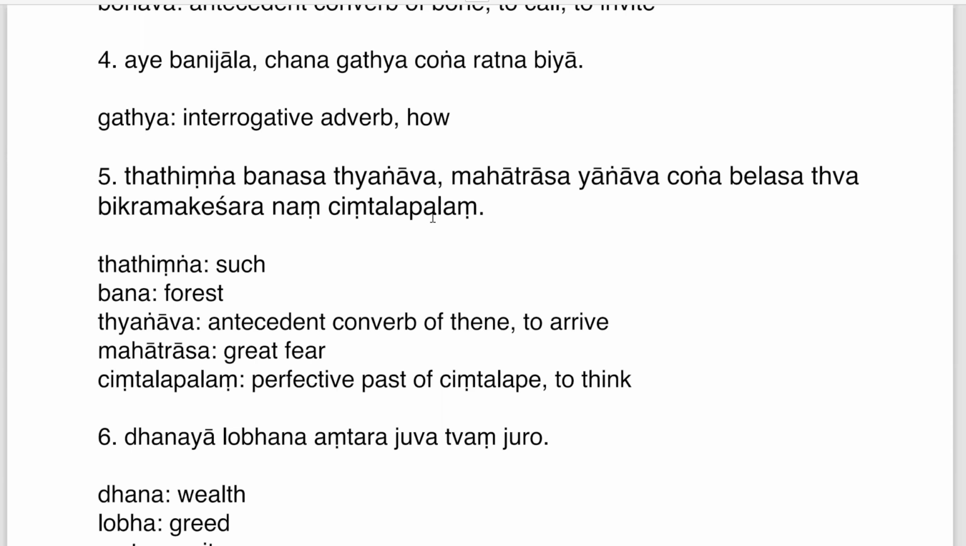The context is the stepmother of this hero asked him to fetch a magical flower. So this hero went into the forest, where there is not even the sound of birds. So he was very afraid.